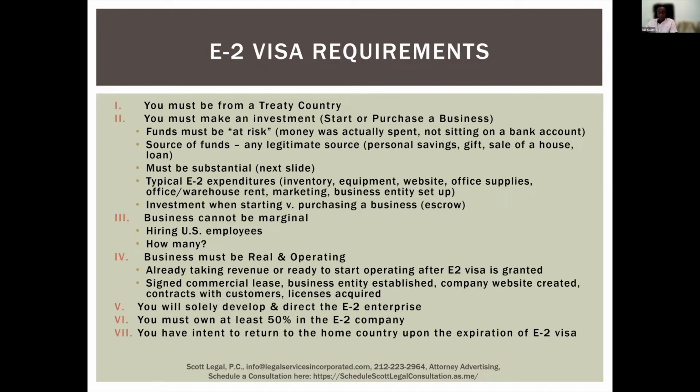The other thing with E2 visas is that we do have to sort out where the money came from. It's a source of funds requirement, and the money has to come from a legitimate source. So the money can come from personal savings, it can come from a gift, it can come from the sale of a house, it can come from relatives. Really any legitimate means for obtaining the money, but you do have to document that path and source of funds, where the money came from. And as I said before, it can be a gift or a loan from a relative or anybody that you know.